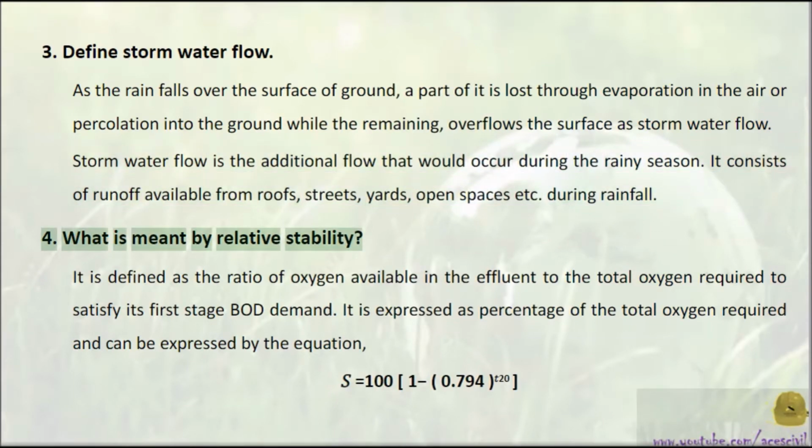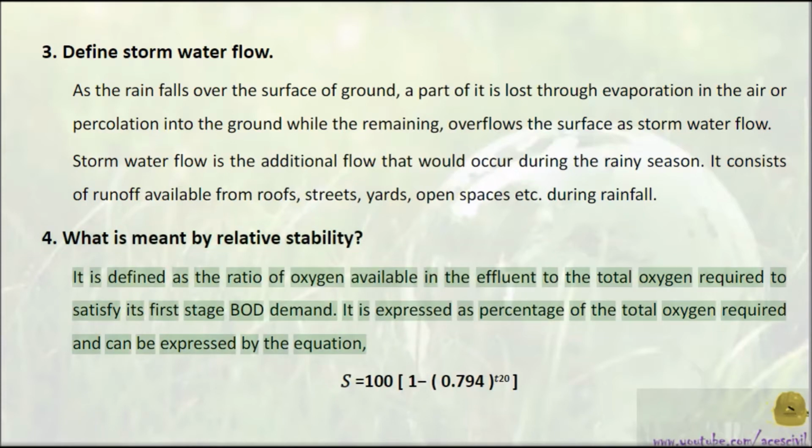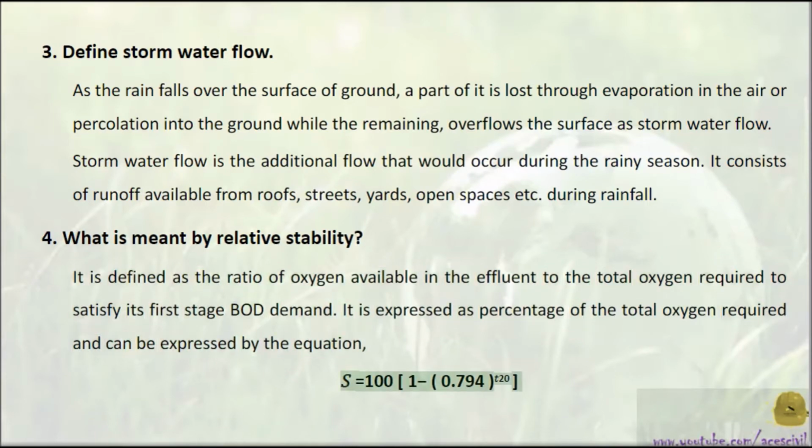4. What is meant by relative stability? It is defined as the ratio of oxygen available in the effluent to the total oxygen required to satisfy its first stage BOD demand. It is expressed as a percentage of the total oxygen required and can be expressed by the equation R = 100(1 - 0.794^t), where t is in days at 20 degrees Celsius.